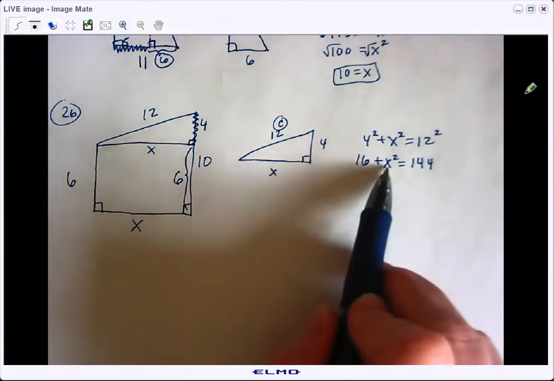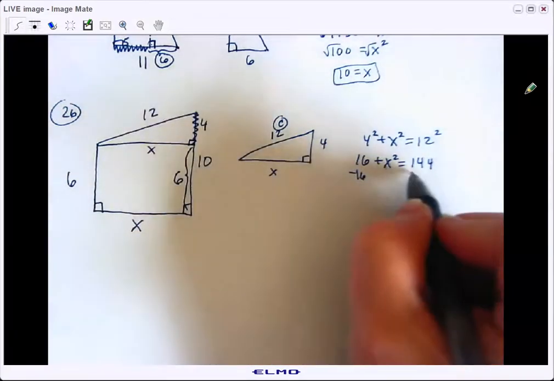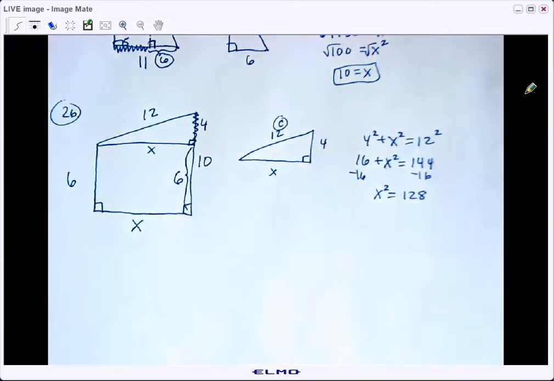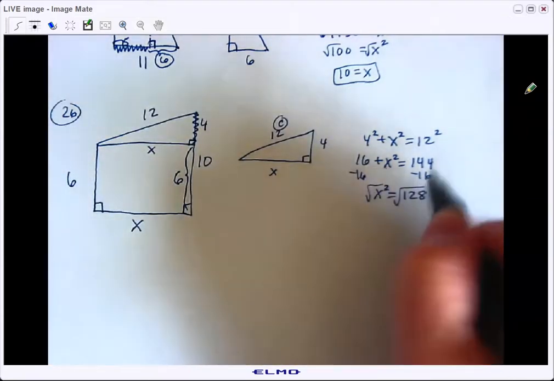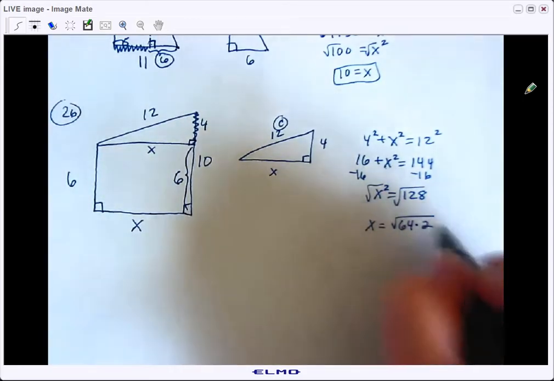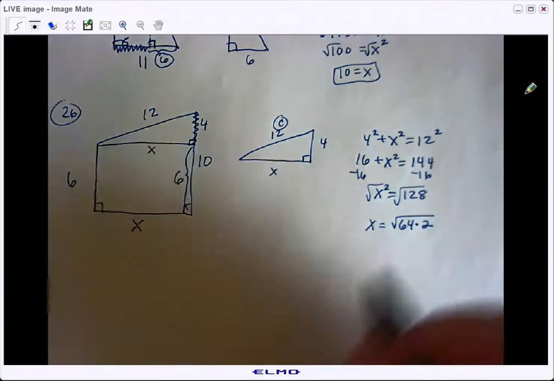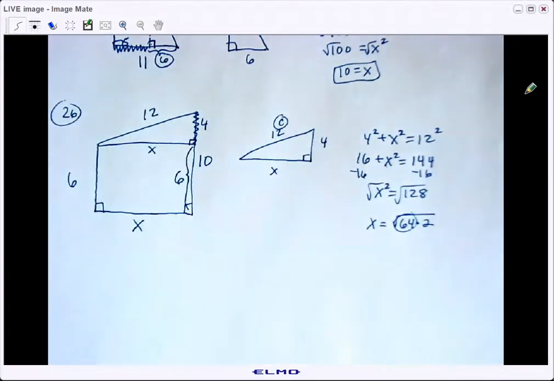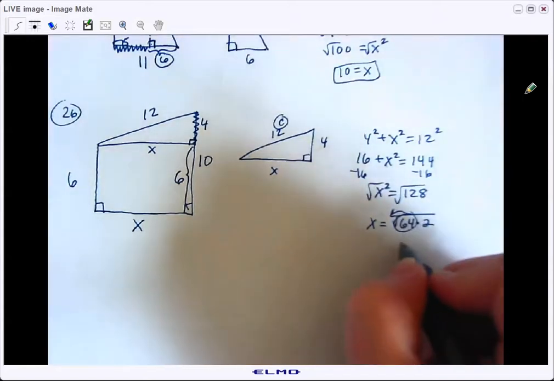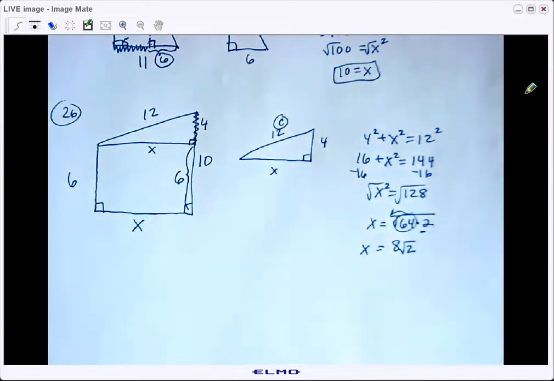And then because my x is on the left side, I've got to subtract the 16 over. X squared is equal to 128. Okay, and then we square root both sides. But when we take the square root of that, we can break it down to 64 times 2. There's a lot of different ways you could have seen that. But anybody, what's the square root of 64? 8. So that's the one that goes outside, and then your leftover stays inside. So 8 root 2.